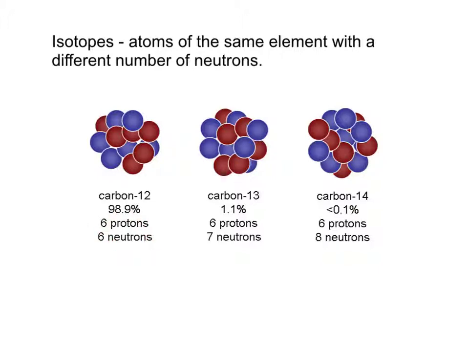So the thing about isotopes is it's still the same element. You have basically the same chemical properties, same reactivity. This one's still carbon. The only difference is the mass. The neutrons only affect the mass.